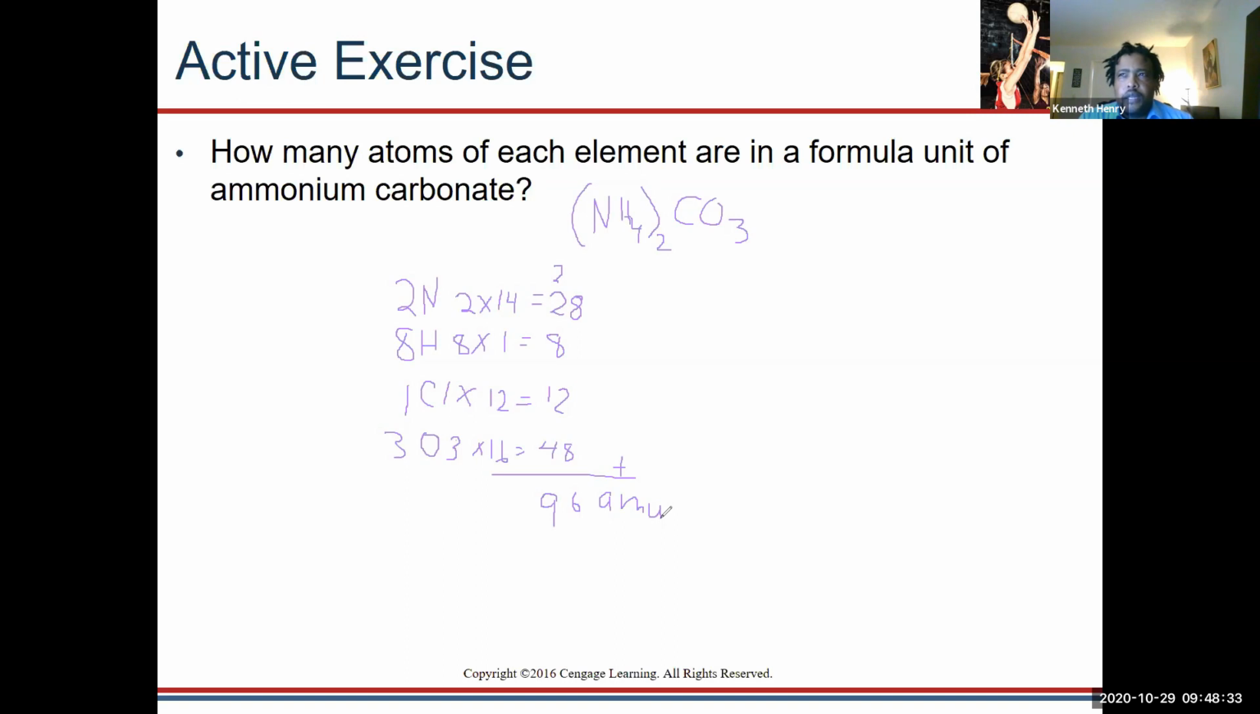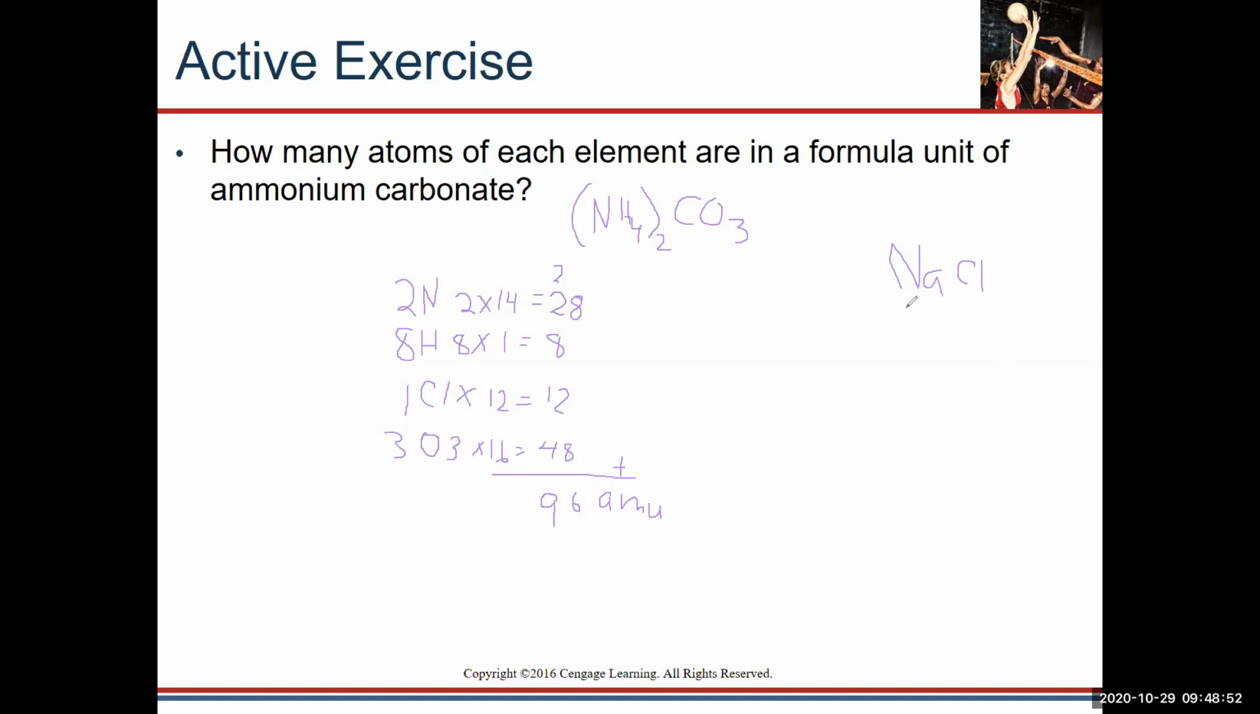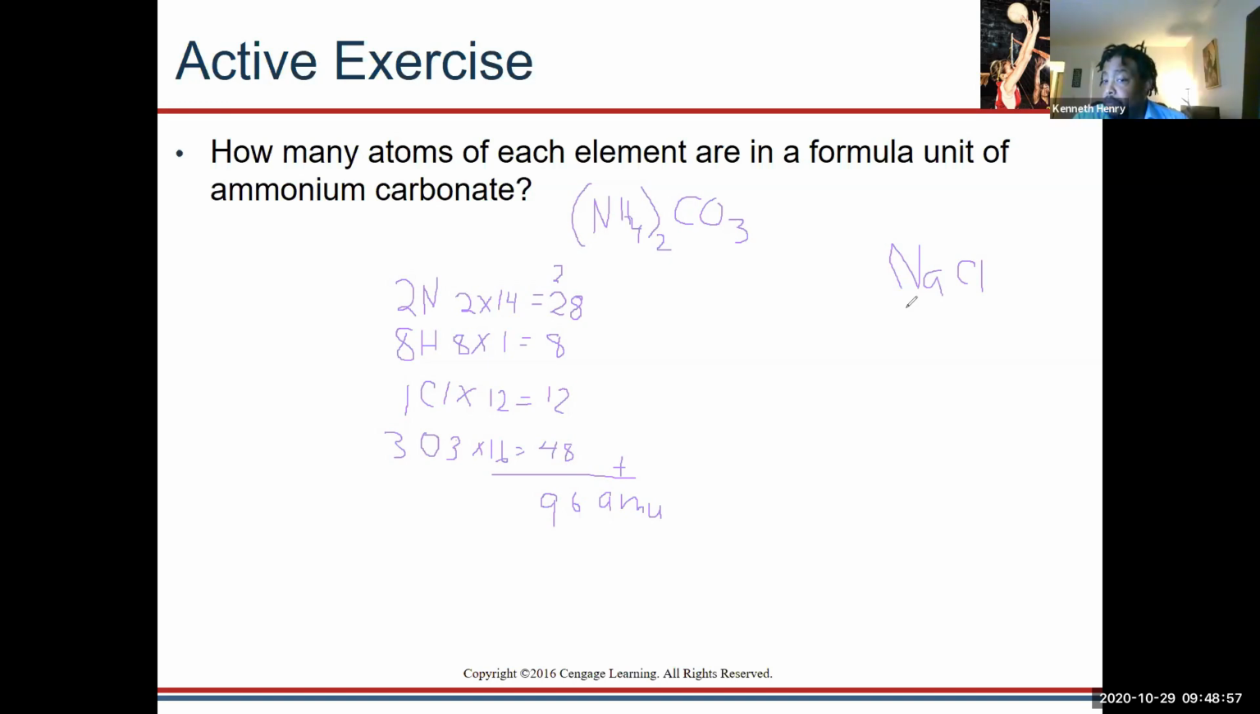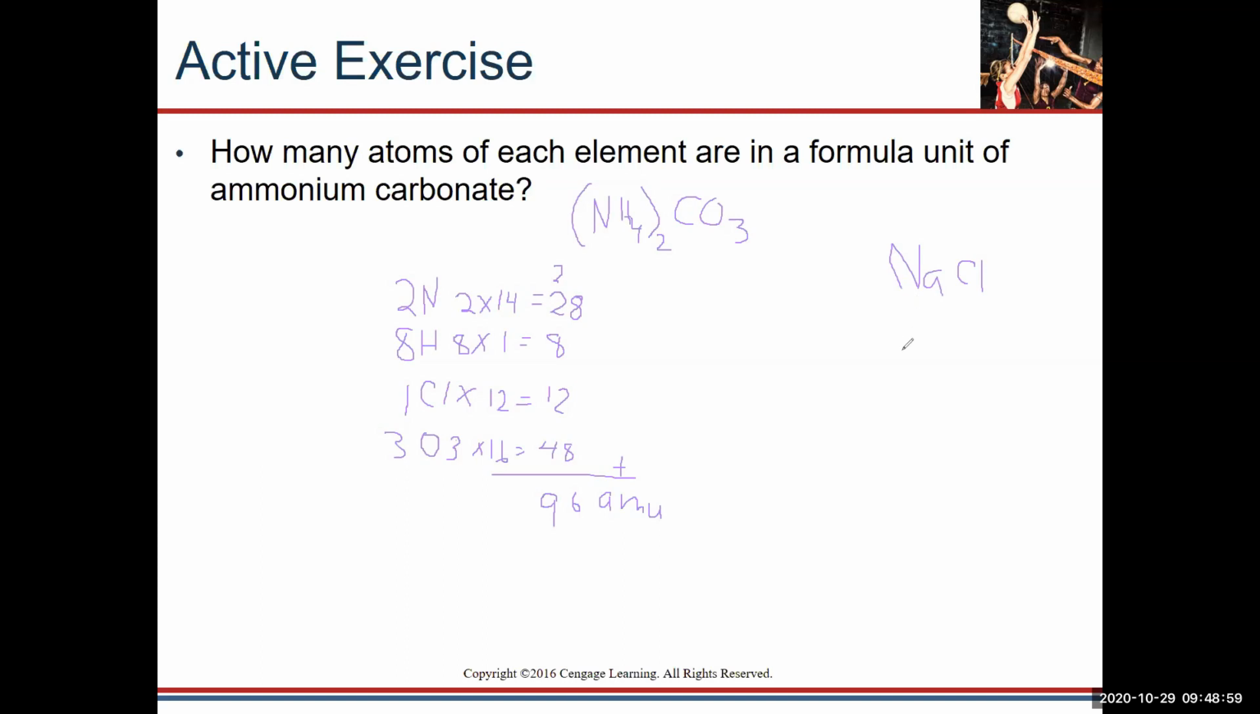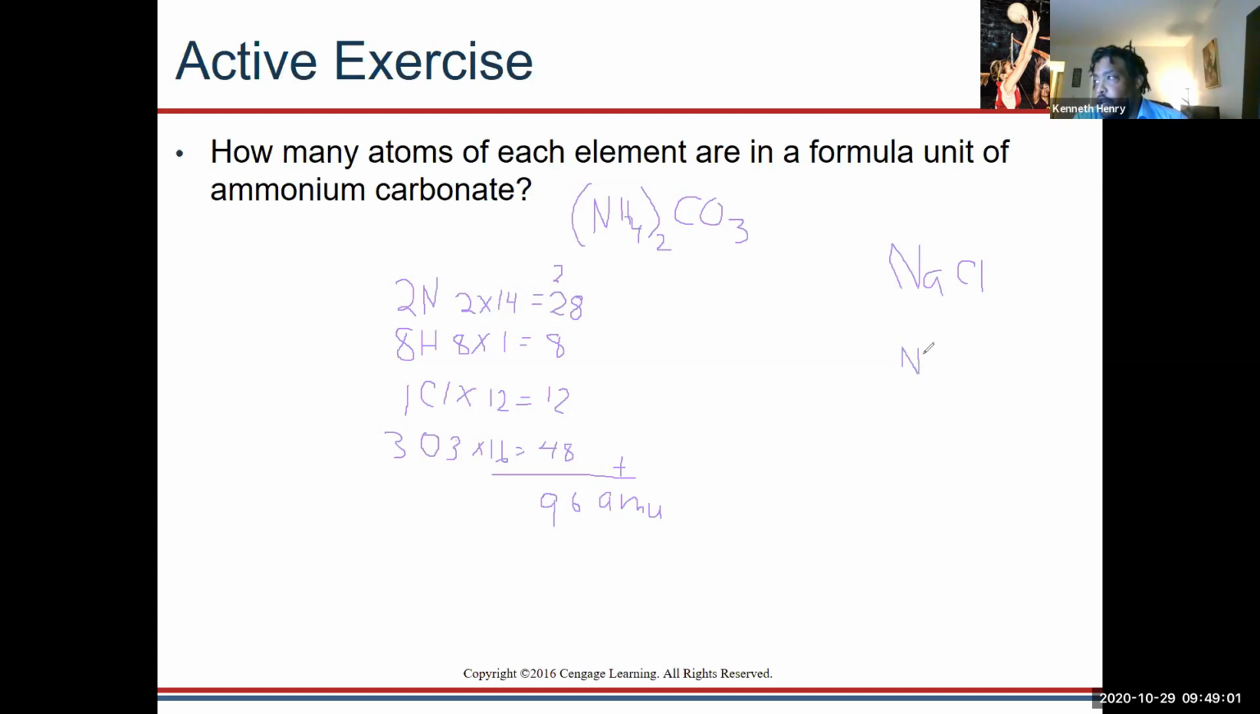So, for instance, if we talk about sodium chloride, sodium has what charge associated with it? Plus, right? So we know that if we had just sodium alone, it would be Na plus. And then we know that Cl would have the minus.